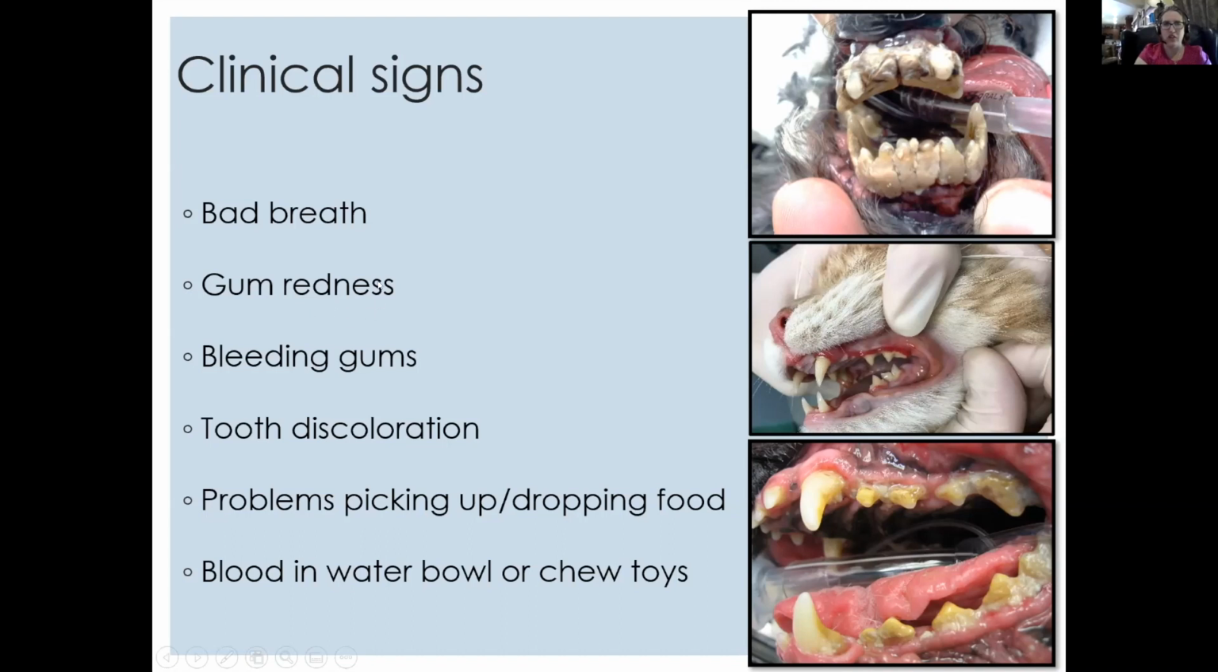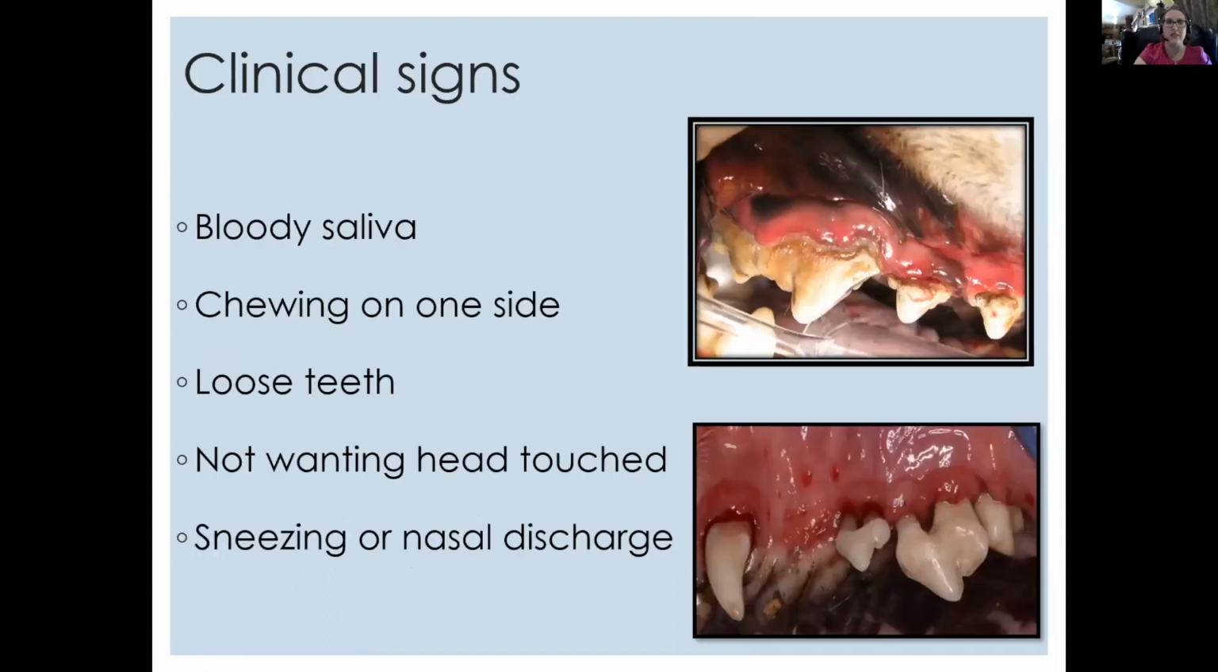So that gives us our gum tissue redness. And then here, all the heavy calculus. You can see the heavy plaque that's almost like cottage cheese on the surface, some of the swelling to the gum tissue as well. So all of these would be signs of periodontal disease that we can see in our patients and in our pets.